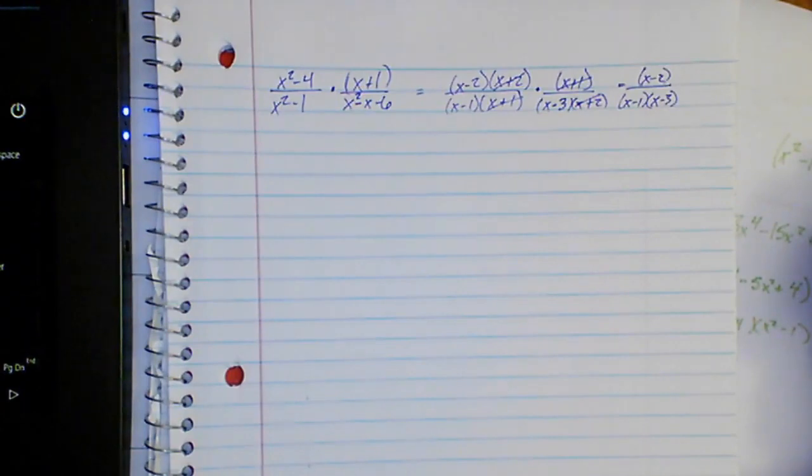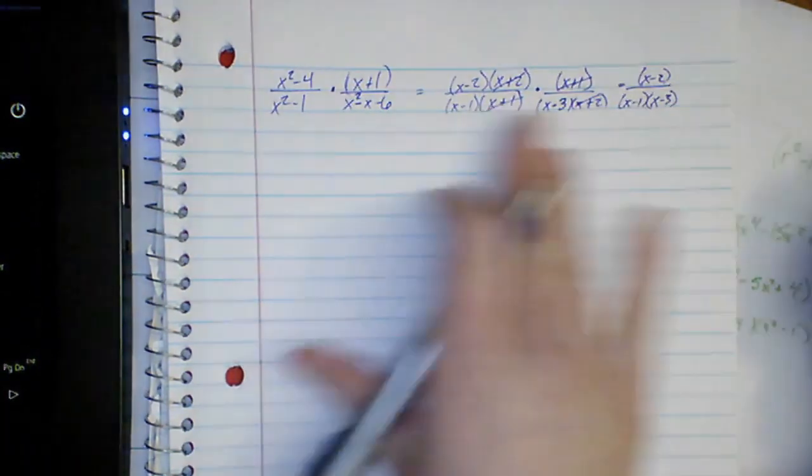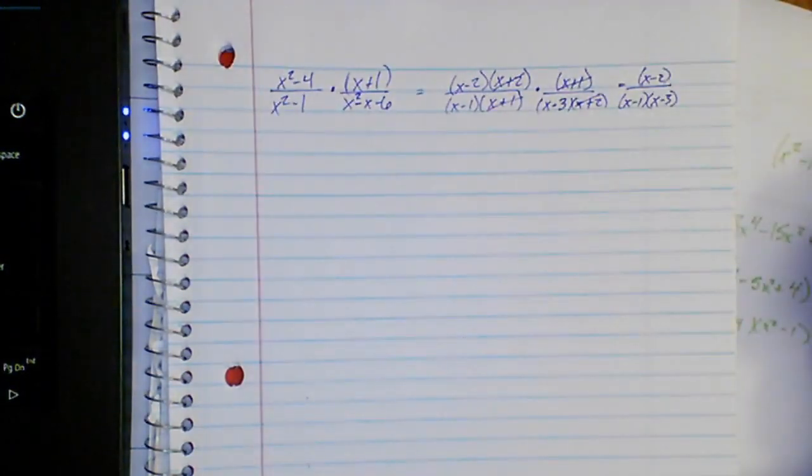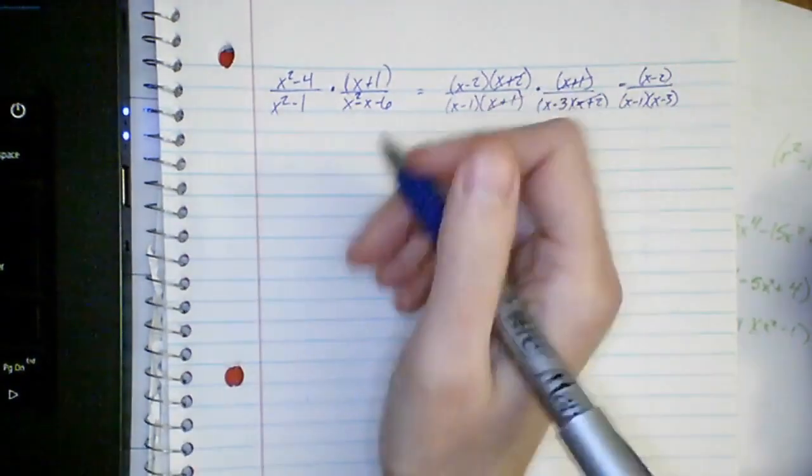Now, with these type of problems, the most tedious thing that you will be doing is factoring. Once you factor everything, then you just cancel. The canceling parts are the really easy part. The most tedious is the factoring.